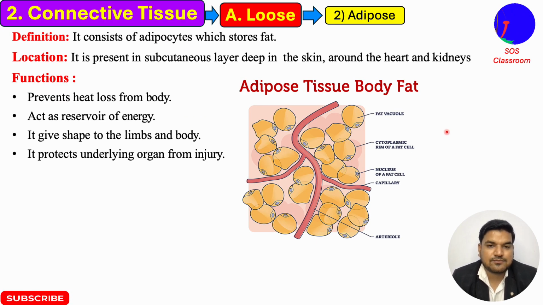Next is the adipose tissue. Adipose tissue is also called fat cells because it stores fats in the form of triglycerides. It is present in the subcutaneous layer, deep in the skin.